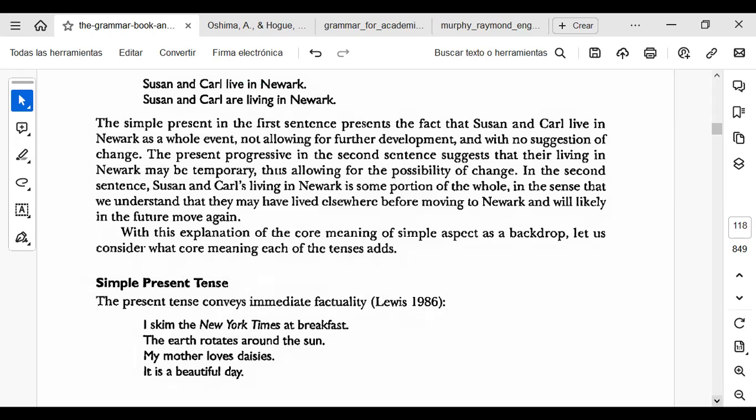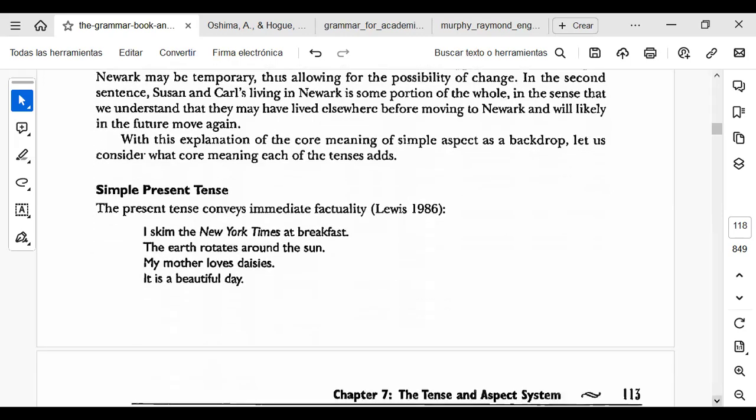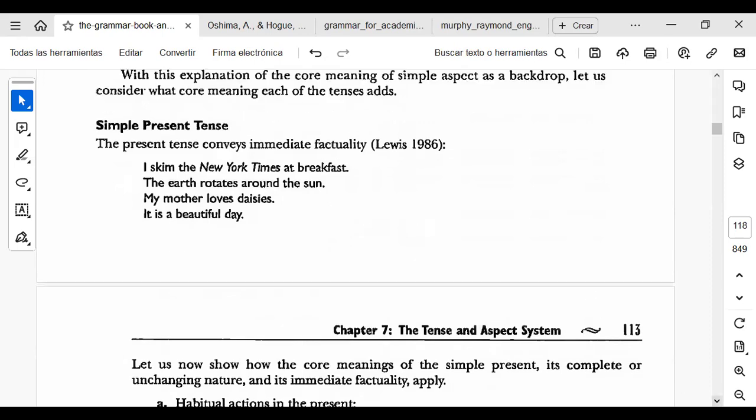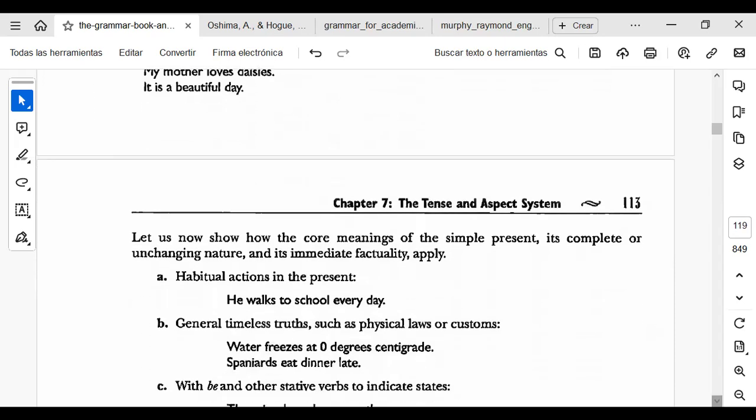Okay, what are the uses of the simple present tense? The present tense conveys immediate actuality. Okay? I skimmed the New York Times at breakfast. The earth rotates around the sun. My mother loves daisies. It's a beautiful day. So it conveys immediate actuality. Okay, that's one of the uses.